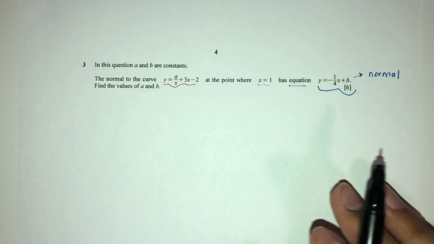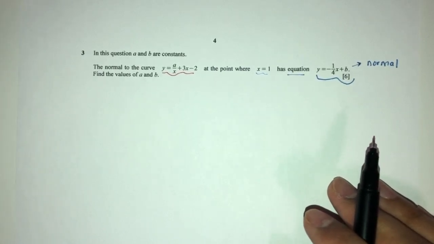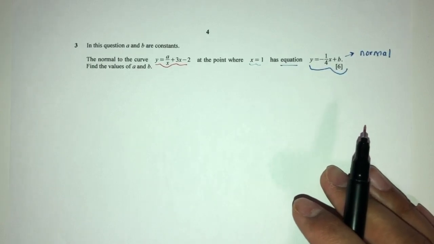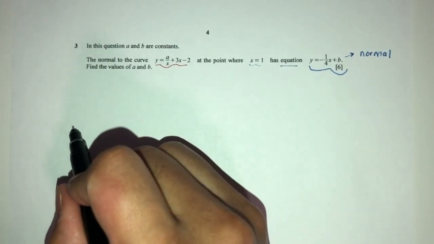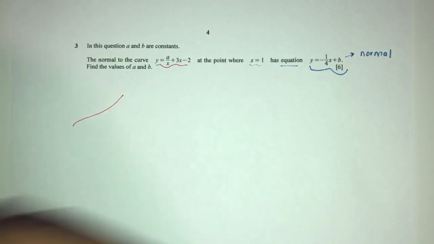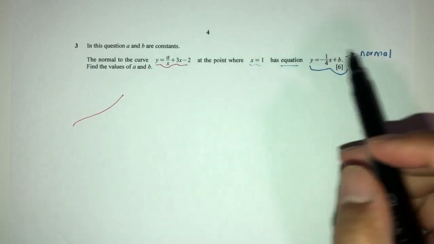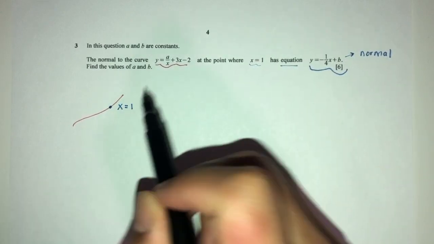Now, one thing I can do here is let me draw something so we can have a better idea through visualization to see what's happening. So again, I don't know the shape of the curve. Let's say this is my curve, for example. Now, I have a normal to the curve at this point. Let's say this point is x equal to 1.